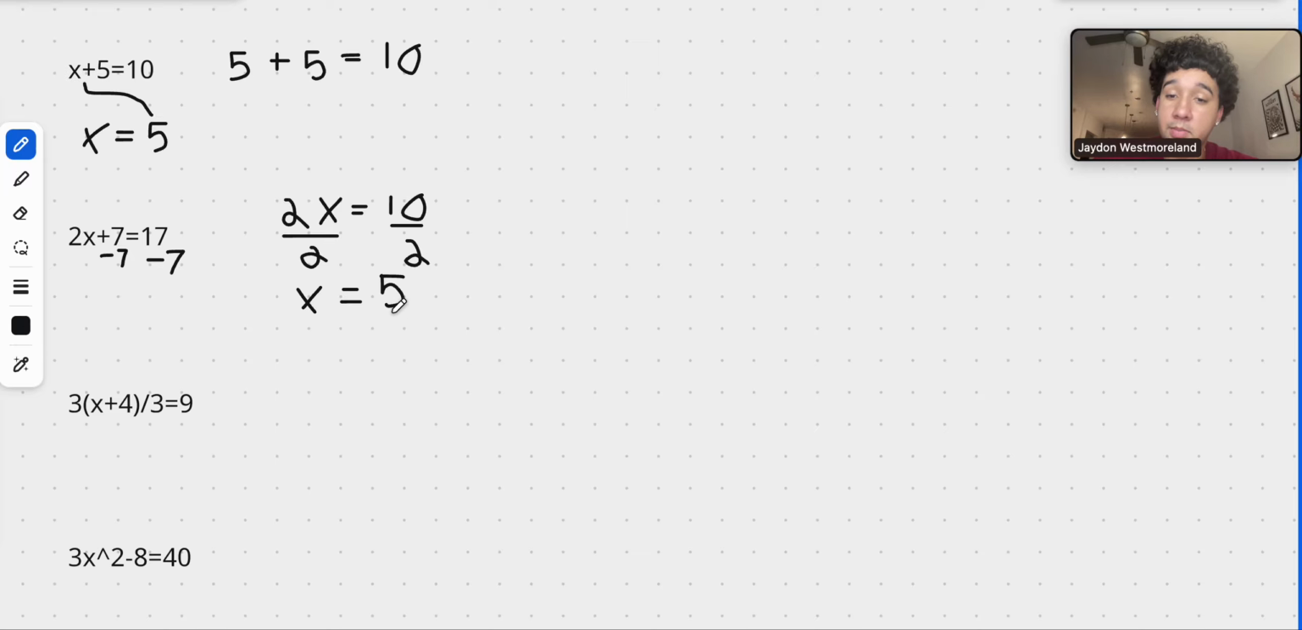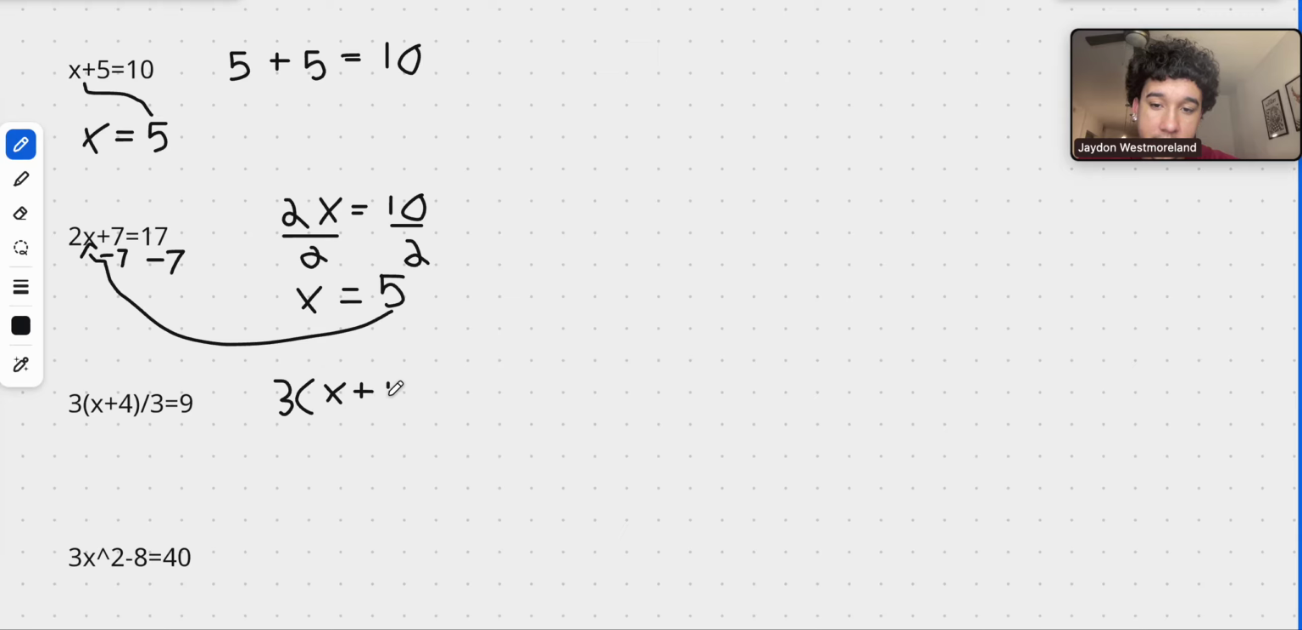Again, we can plug this number back in right here. So 2 times 5, that's 10. 10 plus 7 equals 17. So far, so good. Now it looks like I have 3 times x plus 4 divided by 3 equals 9. A few more steps here. So what I'm going to do for this one is rewrite this equation just so you can see what it looks like normally without it being in text form.